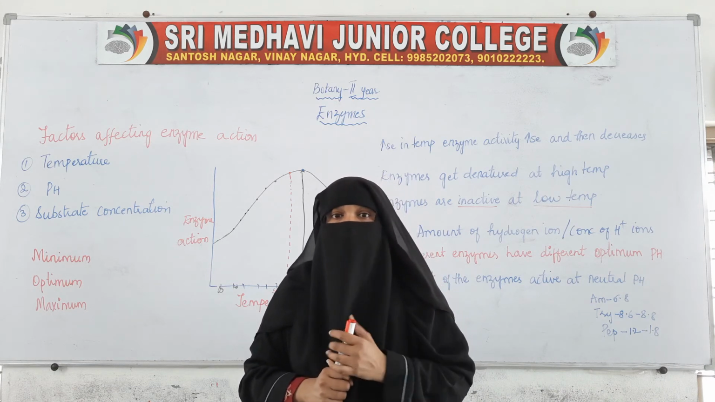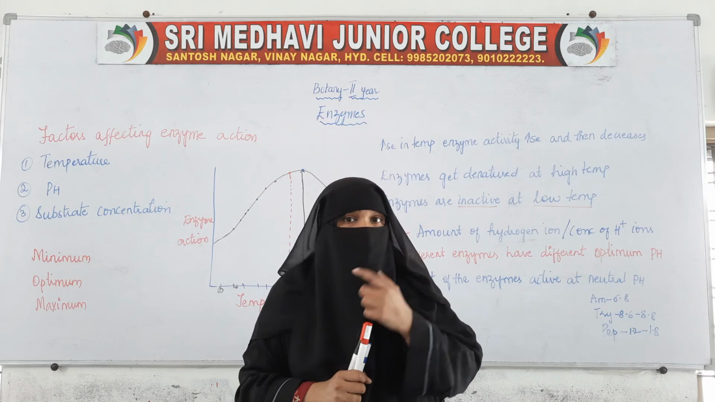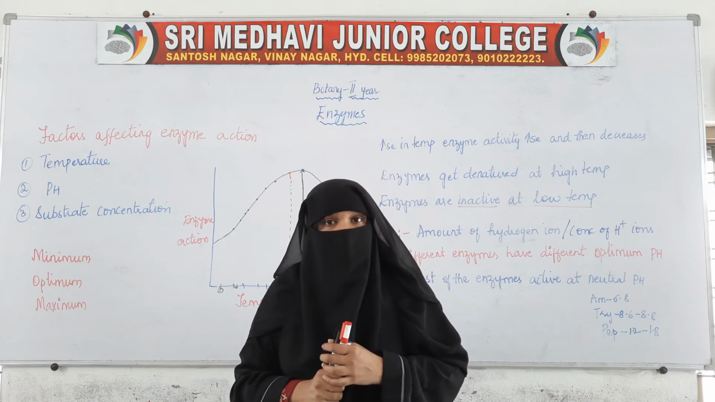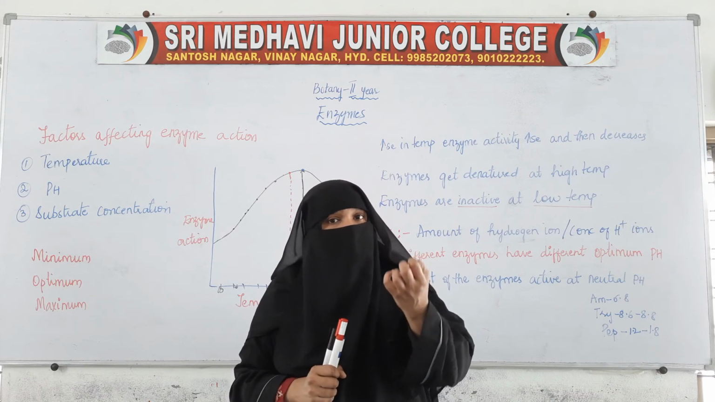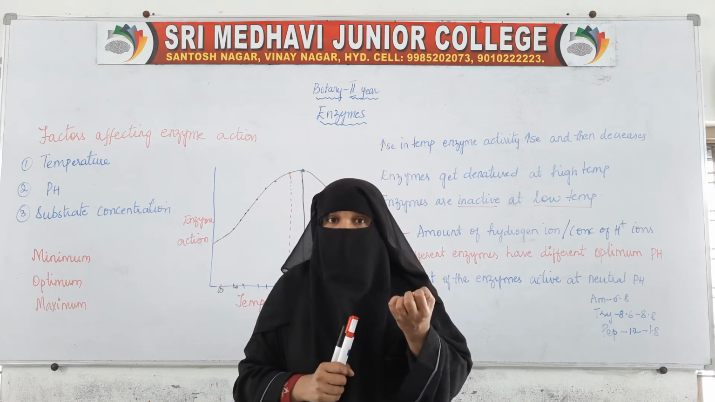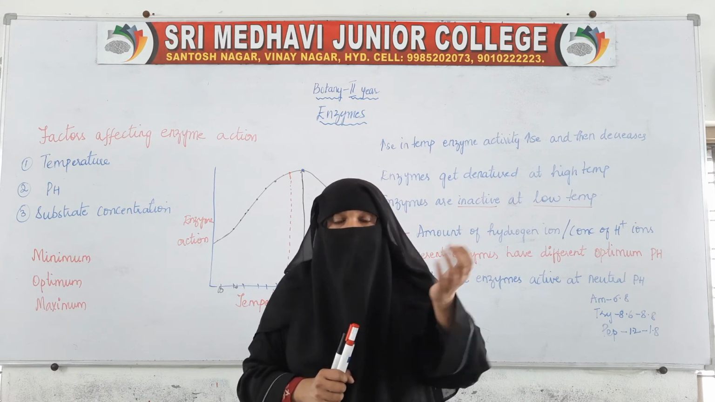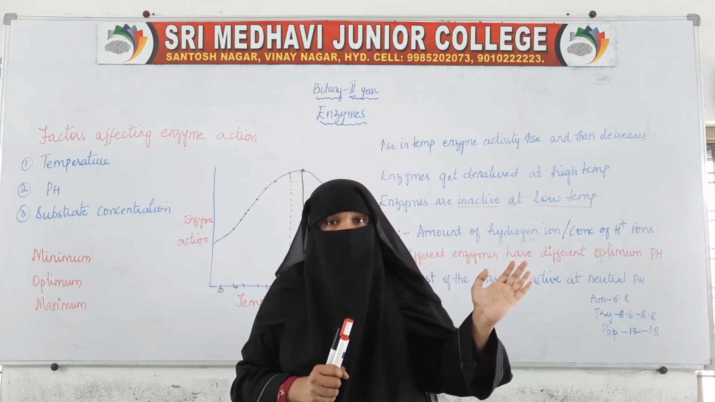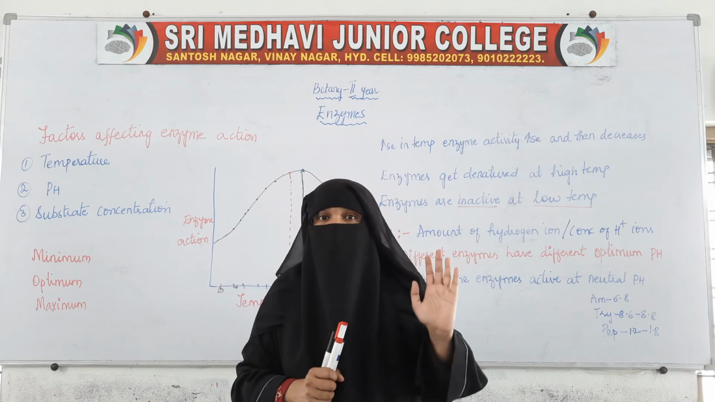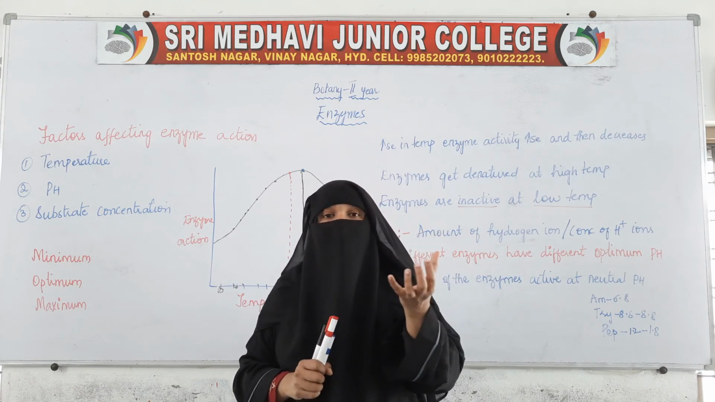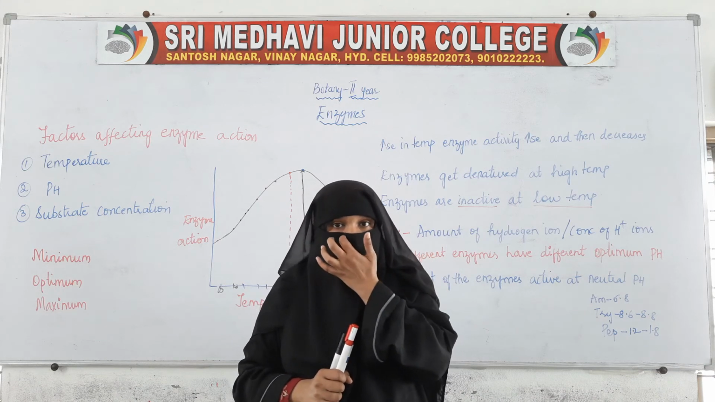Pepsin we see in the stomach. In the stomach HCl will be there, and food is digested by the action of HCl. HCl means it is highly acidic. So, pepsin works in acidic conditions. The pH of pepsin is somewhere around 1.6 to 1.8, which means it is highly acidic.